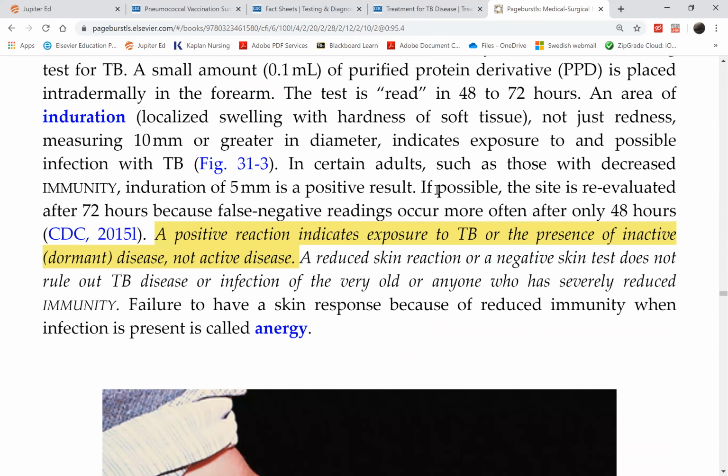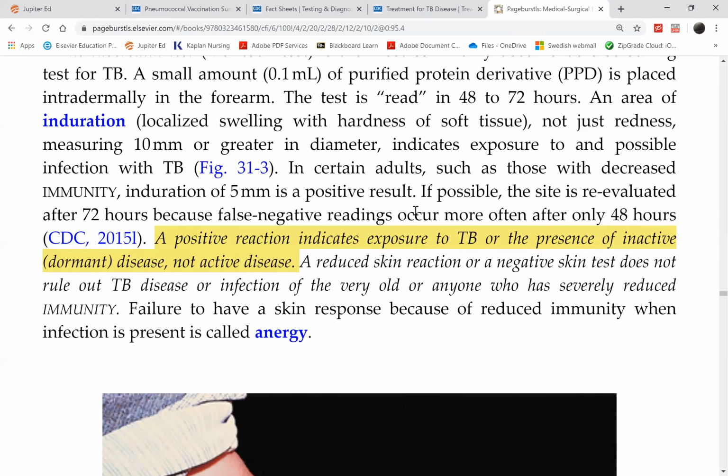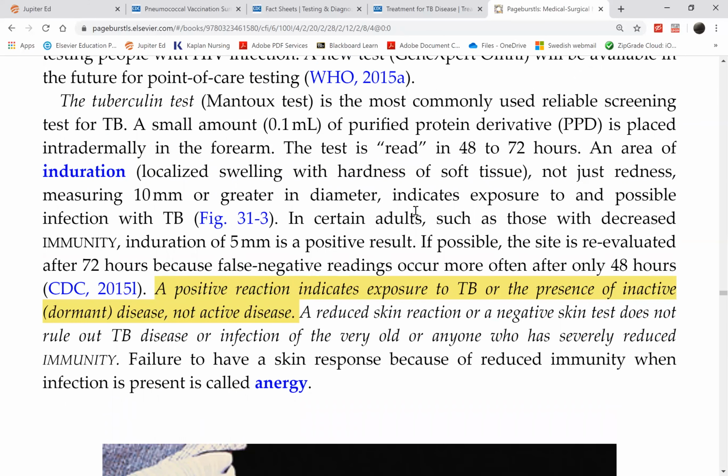Since PPD is still being used, although the most convenient test now is the QuantiFERON Gold, we still use PPD widely, especially in the long-term care facility. In fact, they have the two-step. I think you guys also received the two-step, right?